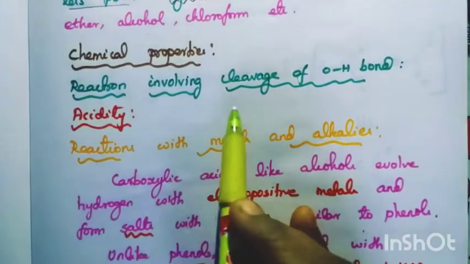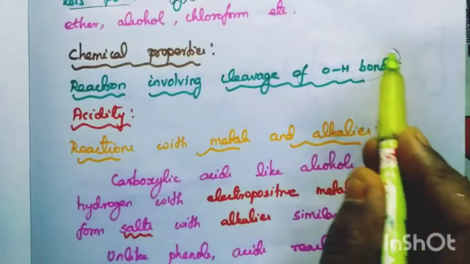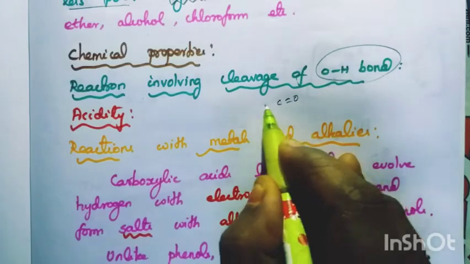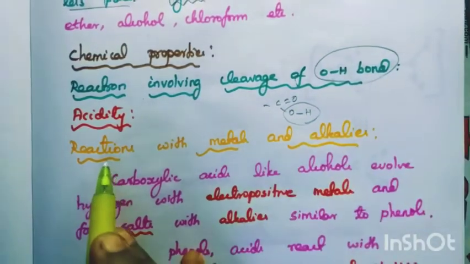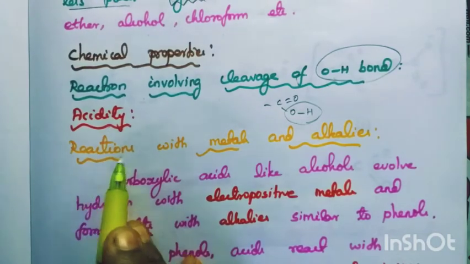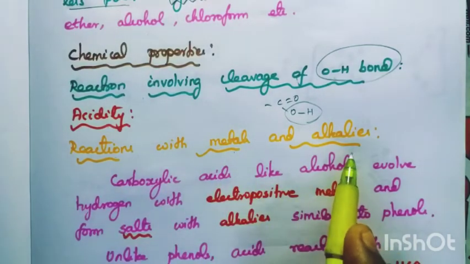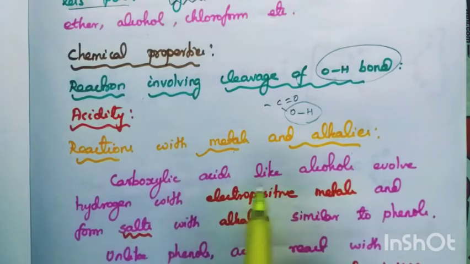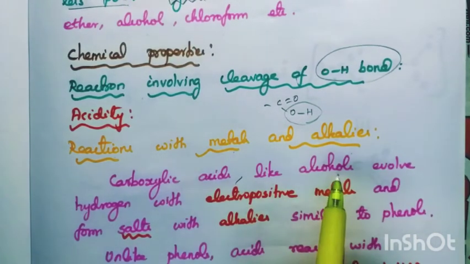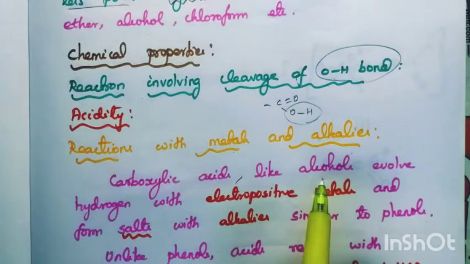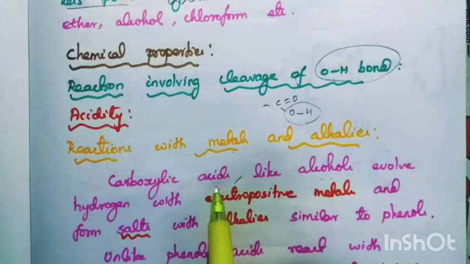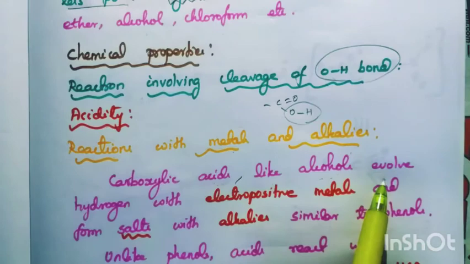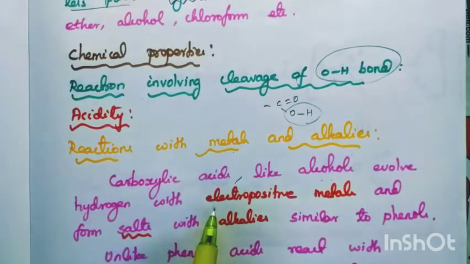Chemical property: reactions involving cleavage of the O-H bond, that is C double bond O, OH. So here, cleavage of the O-H bond. Acidity, the first property: reaction with metals and alkalis. Normally carboxylic acids, like alcohols, which we already studied, liberate hydrogen with electropositive metals like sodium and NaOH. Yes, similar to alcohol, carboxylic acids also evolve hydrogen with electropositive metals.